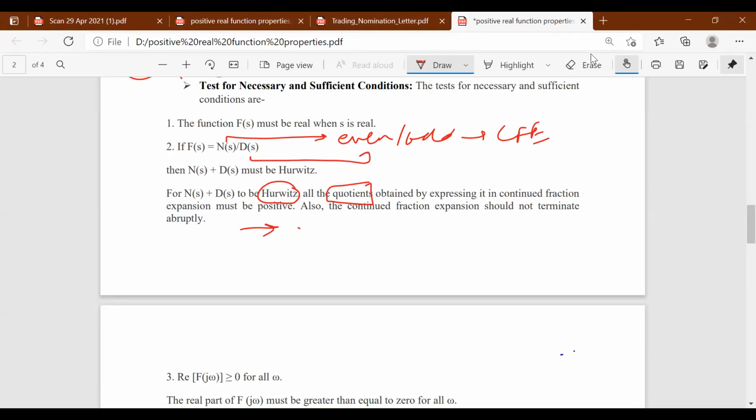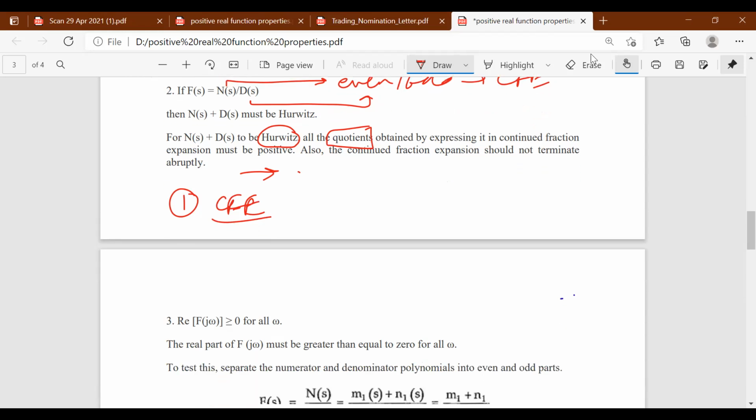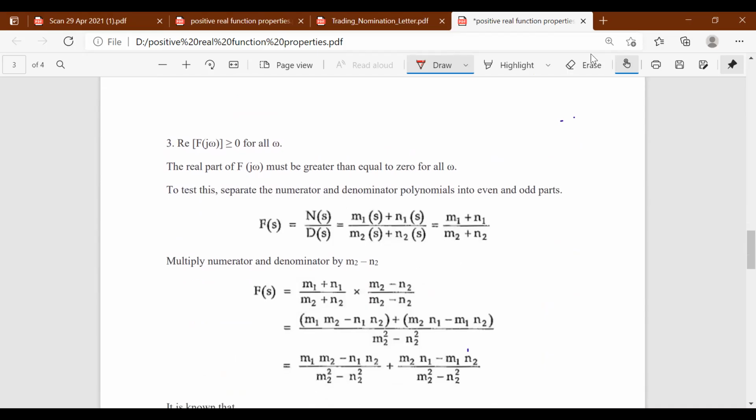The same thing you are going to do with your denominator. You have to go for your CFE. So whenever the numerical of 5 marks comes for your positive real function, the very first thing you should do is take the CFE of the numerator and denominator.